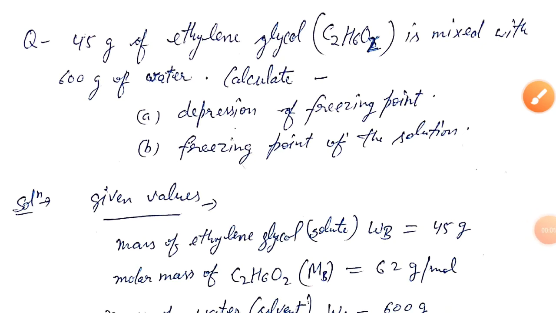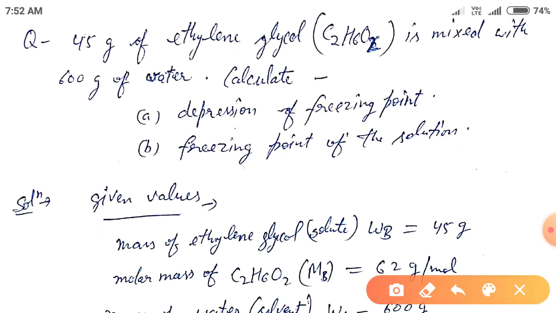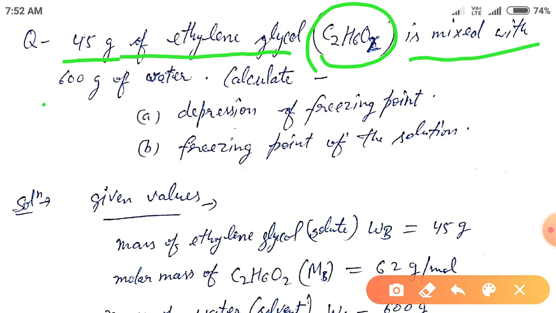Question based on depression of freezing point is that 45 grams of ethylene glycol. The formula of ethylene glycol is C2H6O2, is mixed with 600 grams of water.